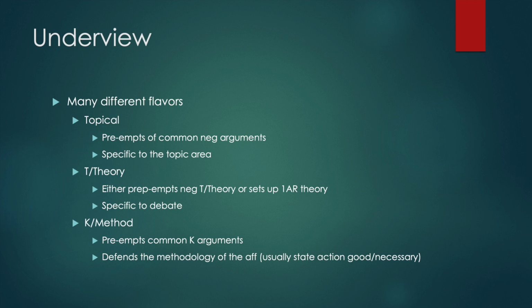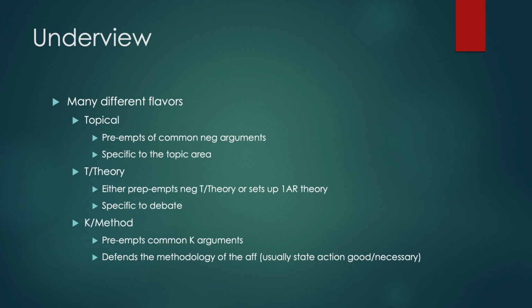There's also the T/theory underview, which either preempts neg theory or sets up 1AR theory. So this is specific to debate and the rules of debate, and how debate ought to be constructed to be more fair and educational. Normally, stuff that you'll see in a T-theory underview is stuff like the AF gets access to 1AR theory, 1AR theory comes before neg theory, and AF's reply to neg on all topicality arguments.